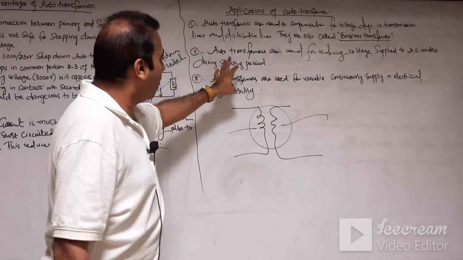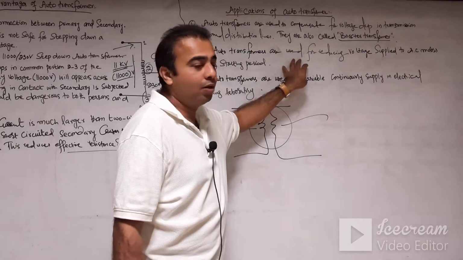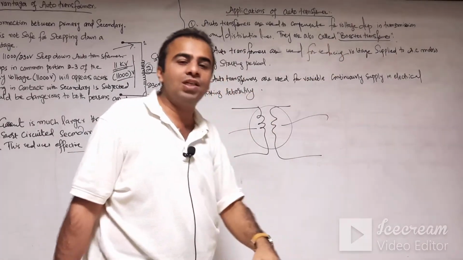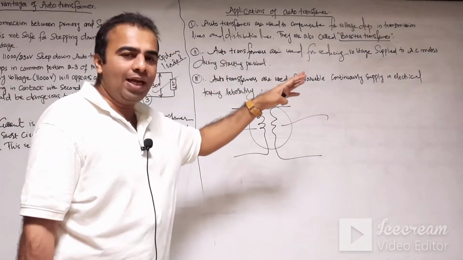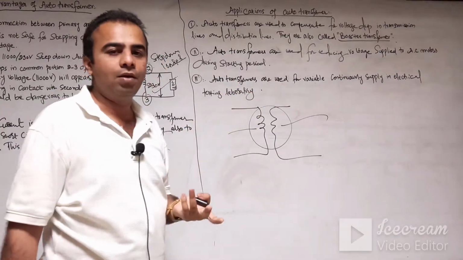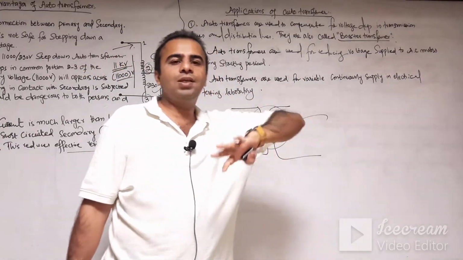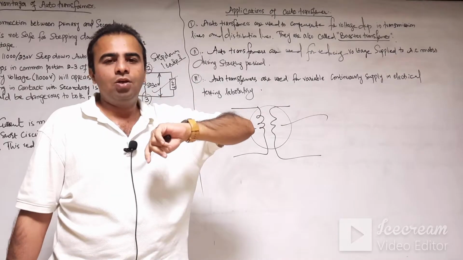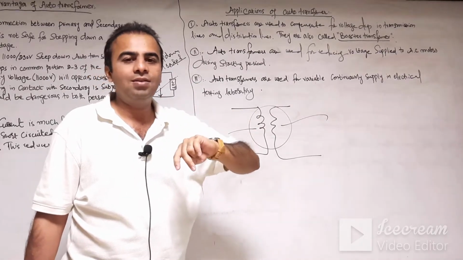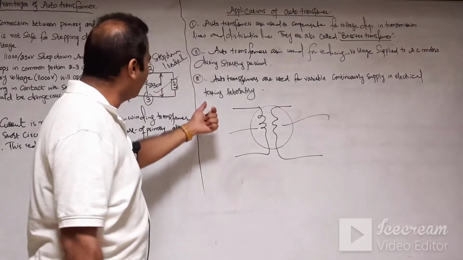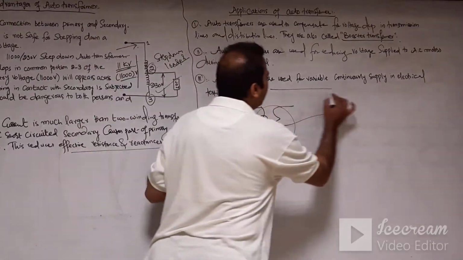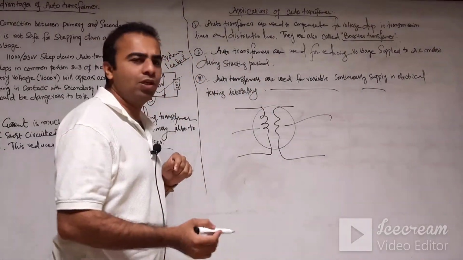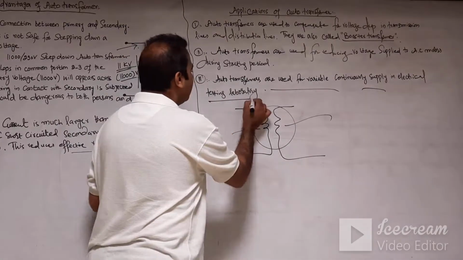Second, the auto transformer is also used for reducing the voltage supplied to AC motors during the starting period. So they are also used for reducing the AC voltage during the starting period of AC induction motors. Number three is that auto transformers are used for continuously variable supply in an electrical testing laboratory.